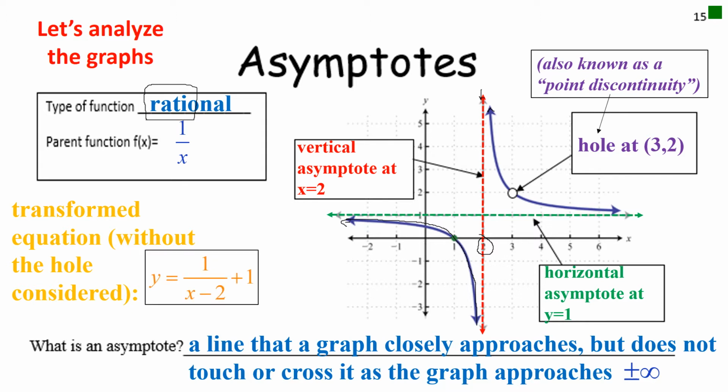Y is equal to 1 over x minus 2, plus 1. Notice that here in the denominator we have x minus 2. When we talked about transformations, we always talked about the opposite. So we expect this to move 2 units in which direction? 2 units to the right and 1 unit up.